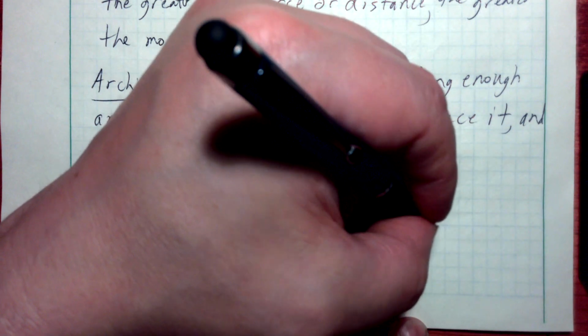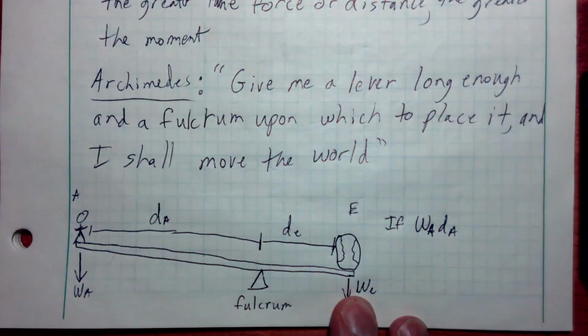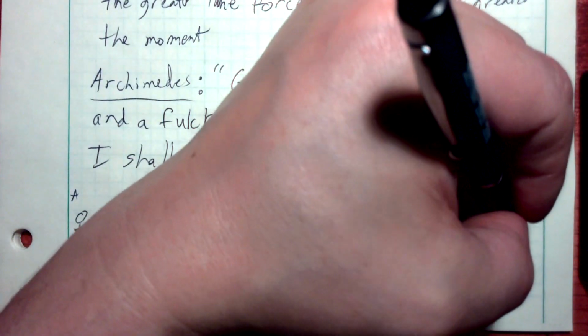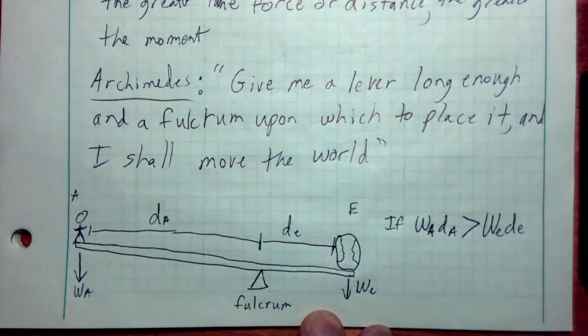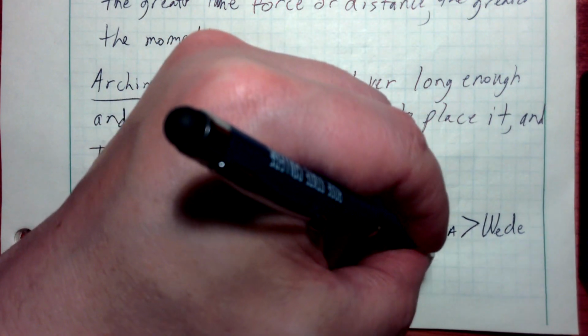What we're saying is that if the weight of Archimedes times the length of the lever arm which he's using, right, is greater than the weight of the Earth times the distance of the Earth, the Earth moves.